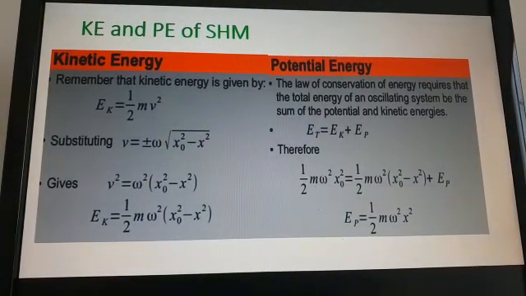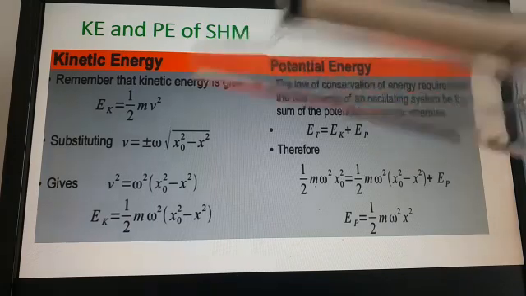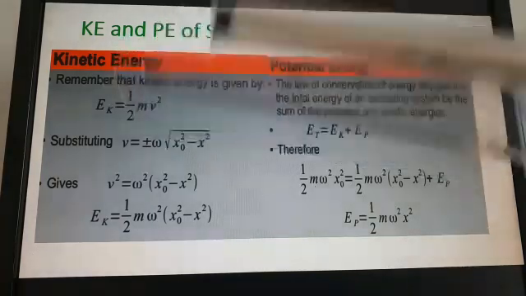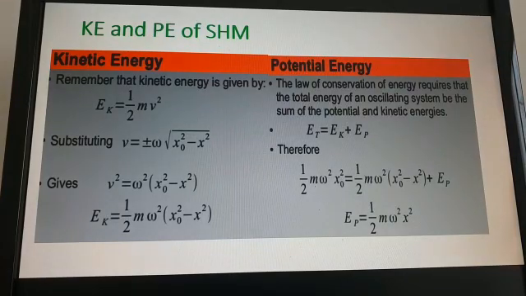Now what is the kinetic energy and potential energy of simple harmonic motion? You know that kinetic energy is the energy an object possesses by its motion. When the spring or the pendulum is moving, it has kinetic energy. Remember that the kinetic energy is given by the equation ½mv². That is the main equation of kinetic energy.